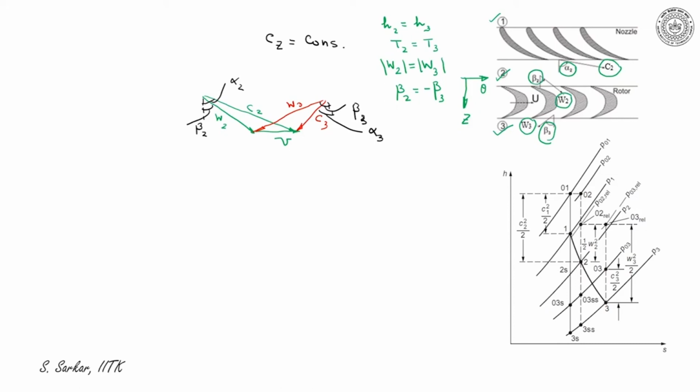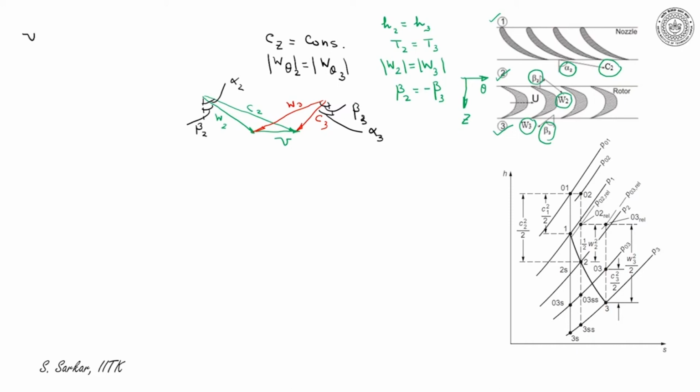And also I can say W theta 2 must be equal to W theta 3, but they are in opposite signs. So by magnitude they are equal. That is, peripheral velocity of W2 and W3 would also be equal, as W2 and W3 are equal in magnitude.